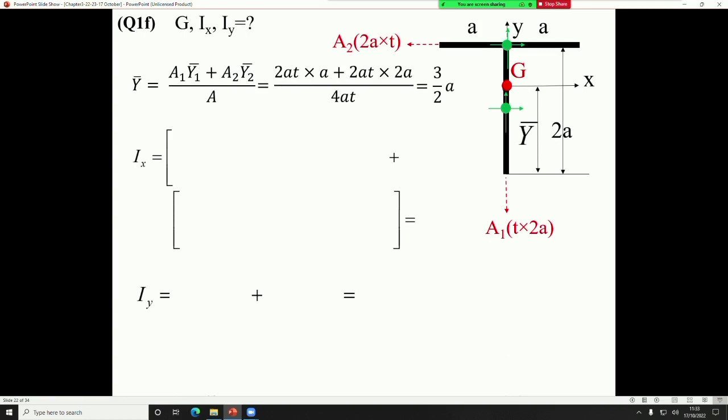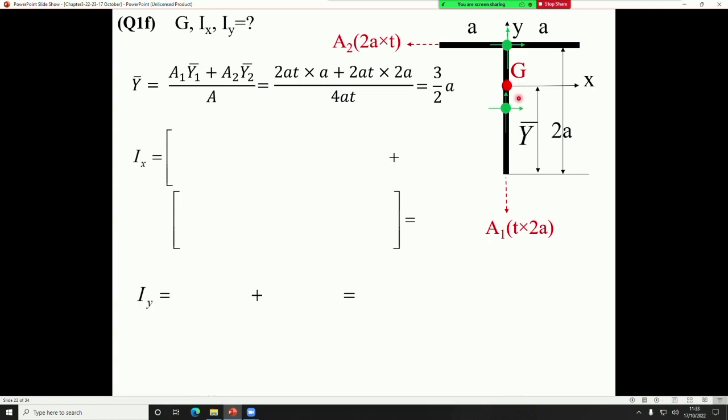Now move on to Ix. For a rectangle, with respect to the horizontal axis, it is 1 over 12 b h cubed, where b is the width and h is the height. So starting from this rectangle, with respect to its own x-axis, 1 over 12 b, b is equal to t, well done, and h is equal to 2a, well done. So 1 over 12, t, 2a cubed. Do we need the parallel axis theorem or not?